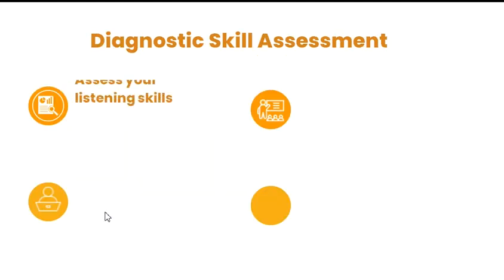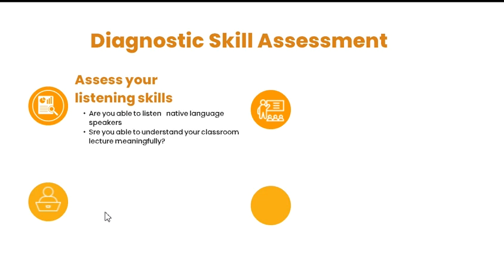Finally, before you go to the English Communicative Skills section one, listening, you have to ask yourself questions like, where are you right now? What kind of communication skills do you have right now? Are you able to listen to native language speakers right now? Try to assess, try to diagnose, try to see where you are. Are you able to understand your classroom lecture meaningfully? Are you really listening to exactly what I'm lecturing right now? That's one of the questions you have to ask yourself in order to diagnose your listening skills.